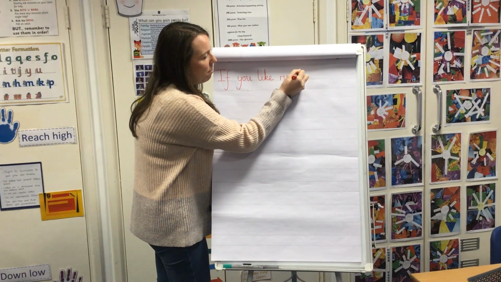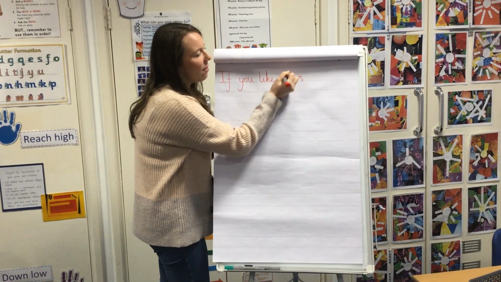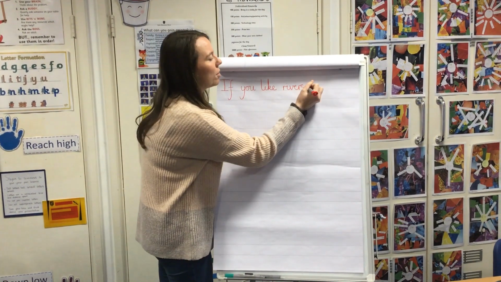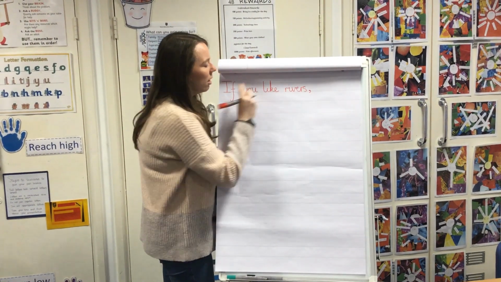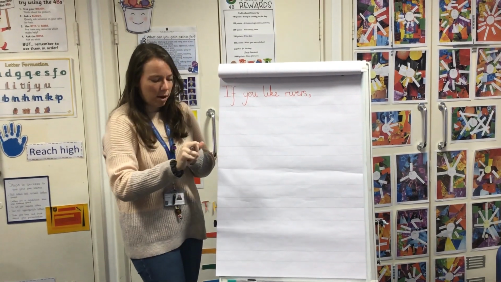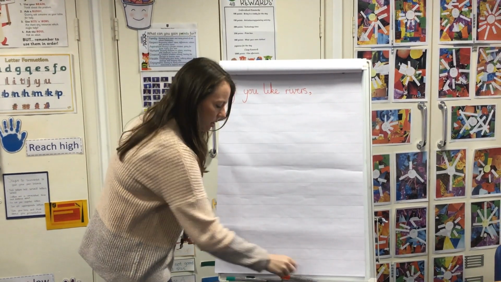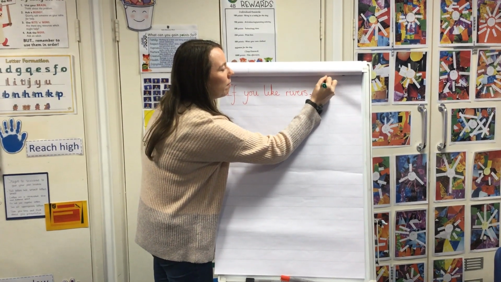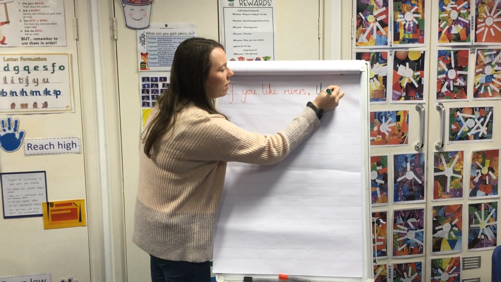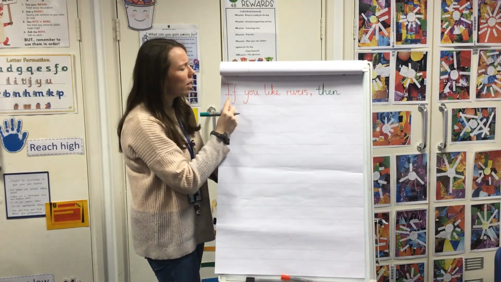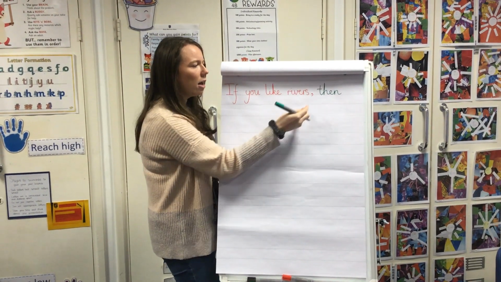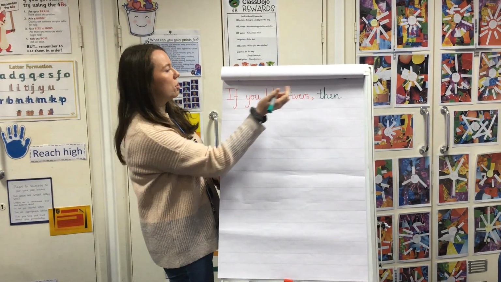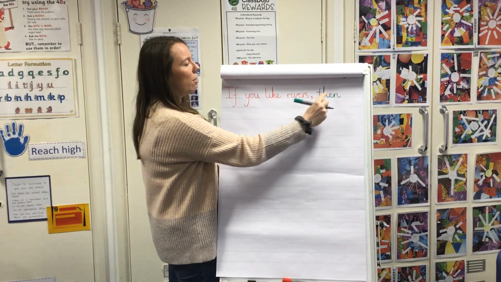Now, can you remember what I need to put at the end of my subordinate clause? A comma. That's right, everybody, well done. So there's my comma. If you like rivers. Now, my main clause is going to start with then. So I'm going to start that here. And then I'm going to have a little think about what I would do. If you like rivers, then go and visit Puxton Marsh.